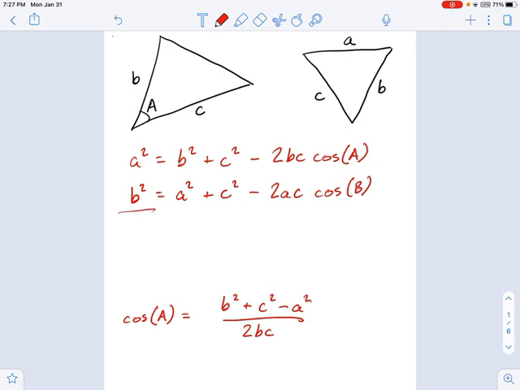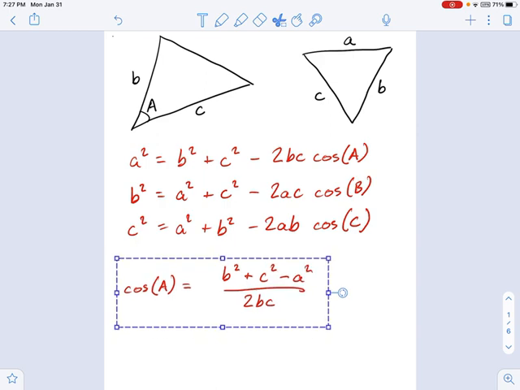The side on the left is not going to be anywhere on the right, but the angle matching the side on the left is. And likewise, if I wanted to do c squared, it would be a squared plus b squared minus 2ab cosine of the angle c. All right? So I think these are worth memorizing. You'll get to use them quite a bit in this chapter.